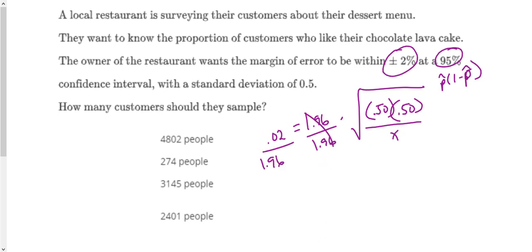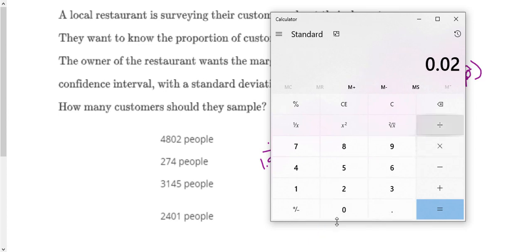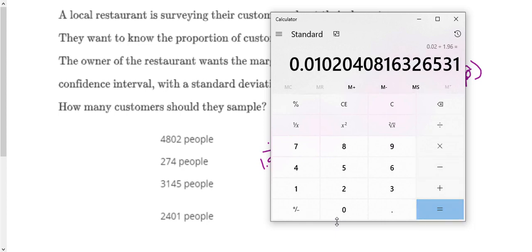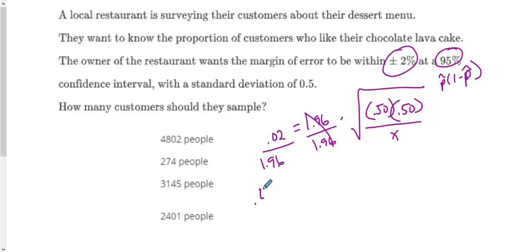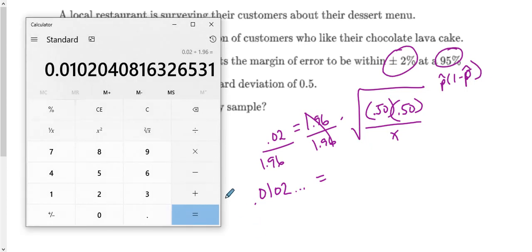So in our calculator, we're going to do 0.02 divided by 1.96. And that gives us 0.0102. And I'm just going to leave that number in my calculator. I'm not actually going to write it. Well, I'll write down a shorter version of it. 0.0102. And this number is really kind of interesting if you look at it. It's like 1 and then a 2 and then a 4 and then an 8 and then a 16 and a 32. It's kind of like doubling each time, each decimal. I don't know why. It's just kind of weird.